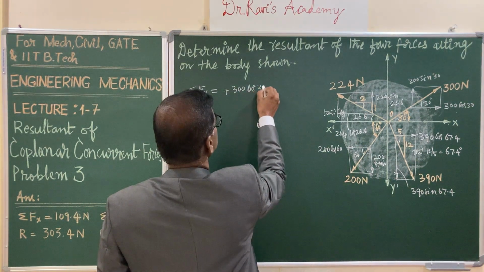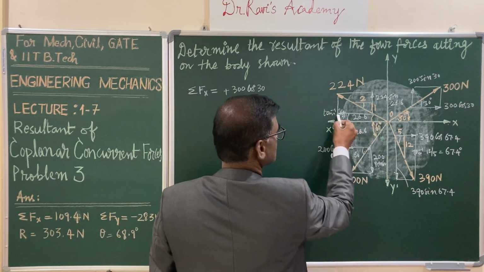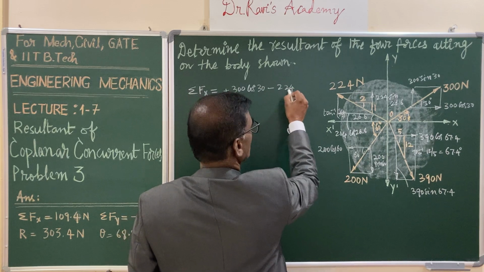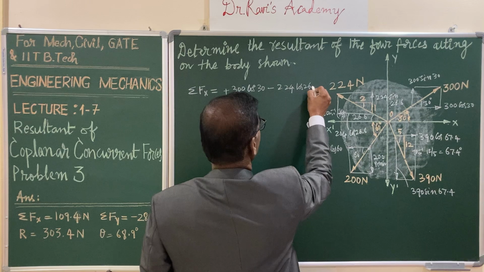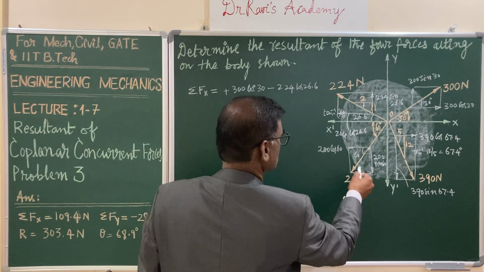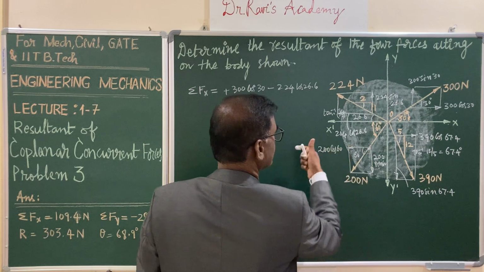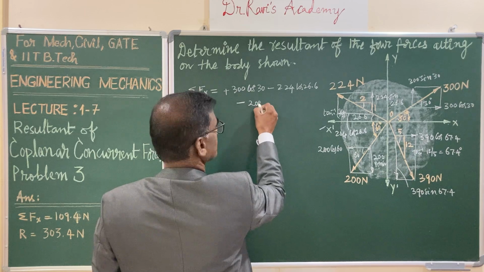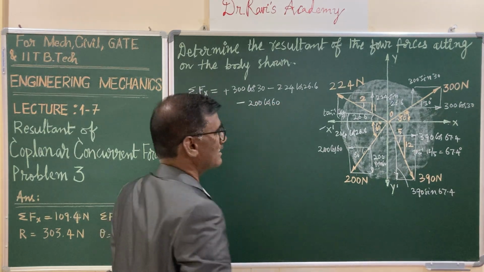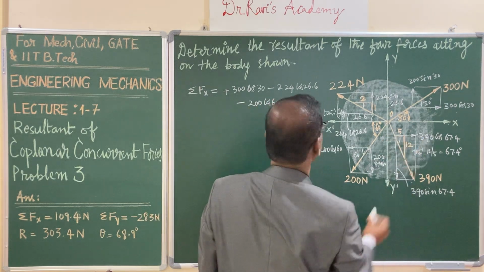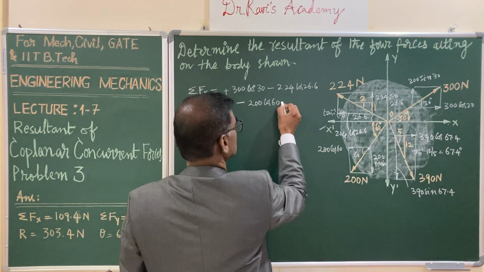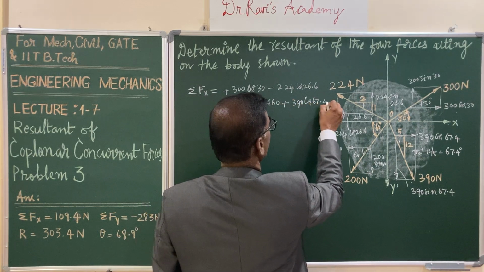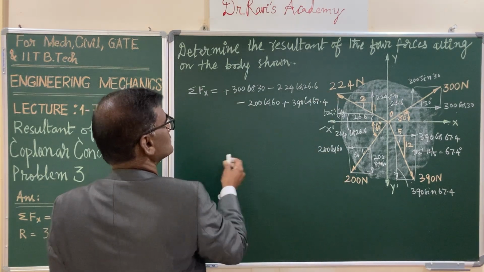cos 30, and in the second quadrant force, observe carefully, second quadrant it is pointing in the x prime direction, so it becomes minus 224 cos 26.6, and the third quadrant force, that is also x component is pointing in the x prime direction, so that also becomes minus, it is 200 cos 60, and lastly the force in the fourth quadrant, that is the x component is pointing in the x direction, that becomes plus, it is 390 cos 67.4. So let us calculate using your scientific calculator.